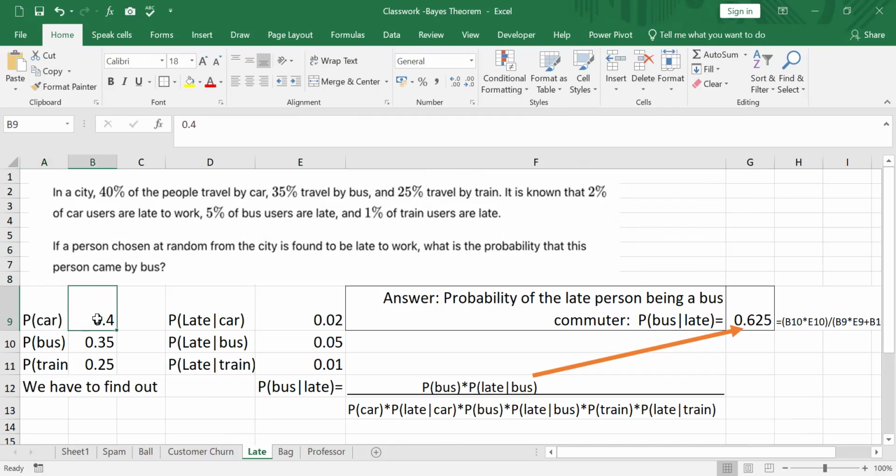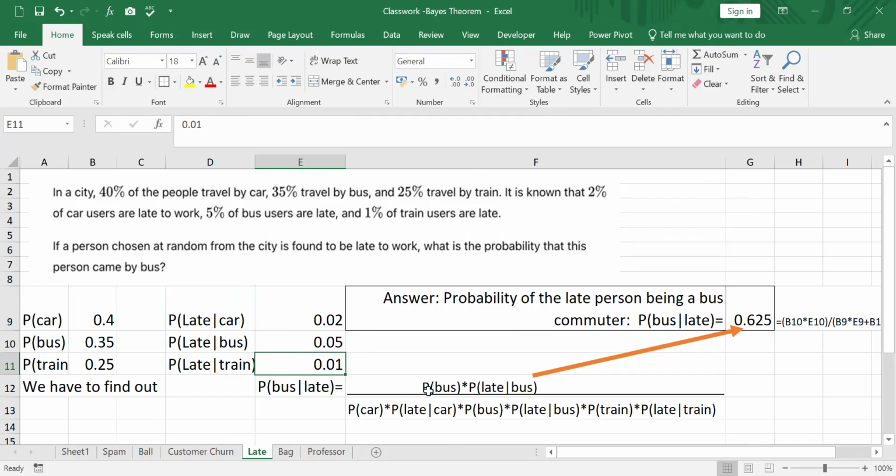Probability of coming by car is 0.4, bus is 0.35, train is 0.25. If somebody comes by car, the chance that he is late is 2%. Somebody comes by bus and is late, the percentage is 5%, that is 0.05. Somebody comes by train and is late, the percentage is 1%, that is 0.01. Now we have to find out he has come late. What is the probability that the latecomer has come by bus?